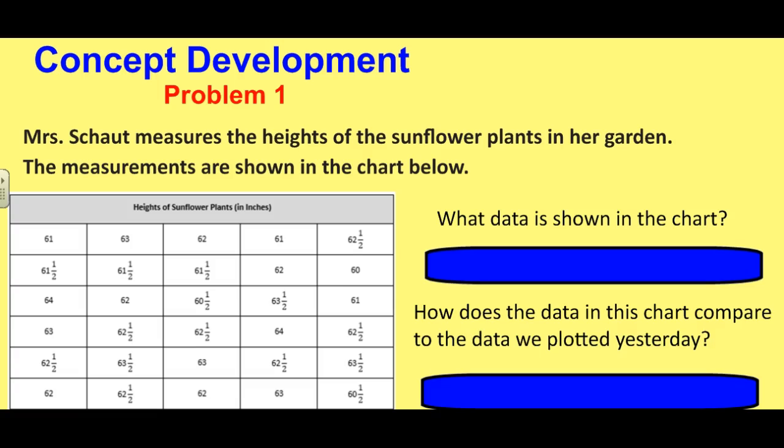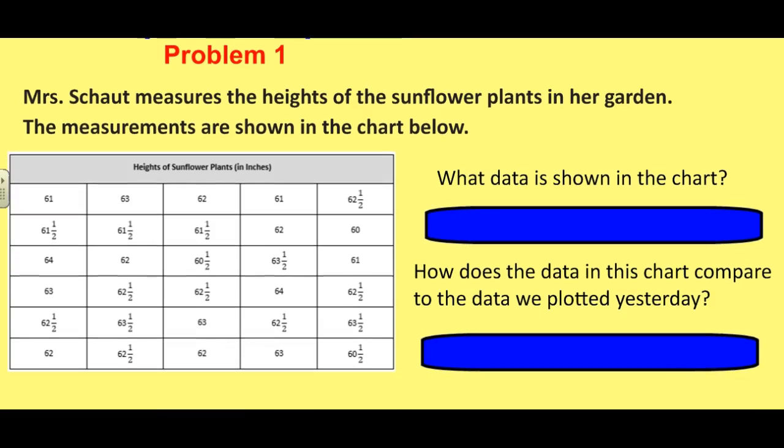You're going to have this piece of paper in your binder where it says heights of sunflower plants. Make sure that you have this ready and in front of you to work through the first part of the concept development. And this on the screen says Mrs. Schott measures the heights of the sunflower plants in her garden. The measurements are shown in the chart below.